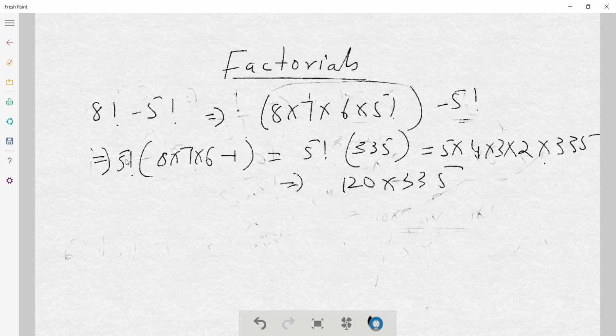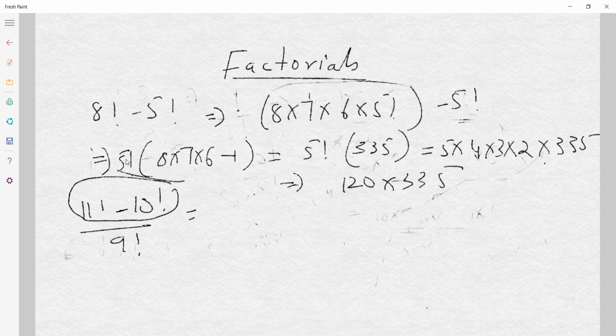So now similarly, there are a lot of different examples here. For instance, what happens if you get a problem something like this: 11 factorial minus 10 factorial over 9 factorial. So you can do that. Here you will apply the subtraction logic, and in total you will apply the division logic, right?